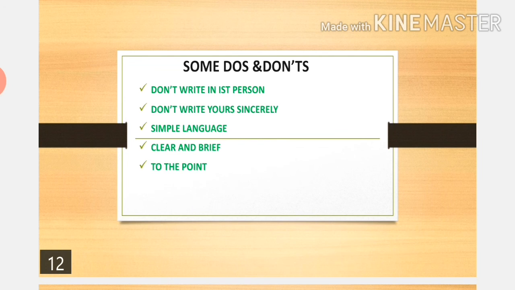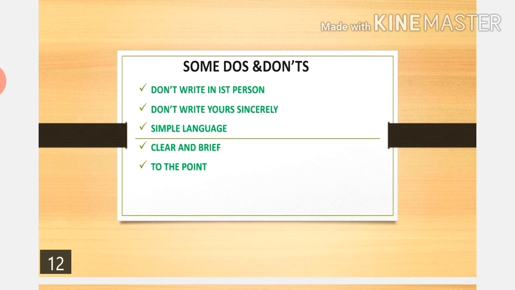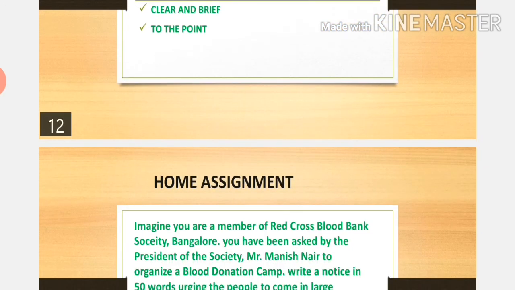Some do's and don'ts. Don't write in first person. You should always write the notice in the third person. And don't write yours sincerely. You should write the notice in simple language. It should be clear and brief and to the point.